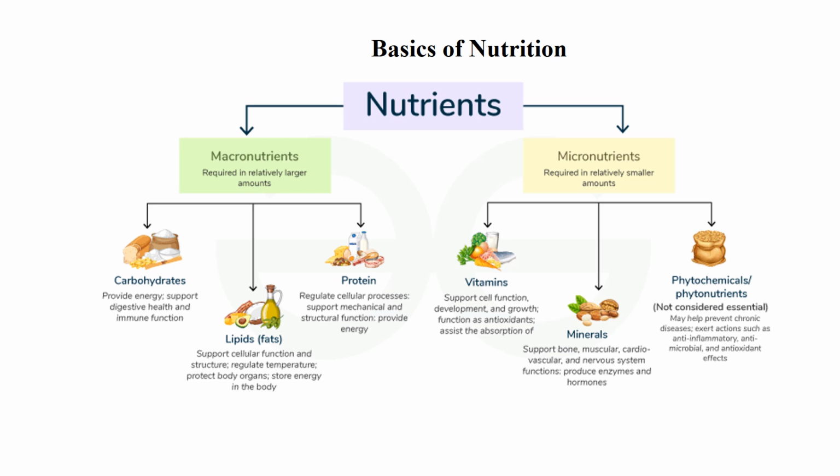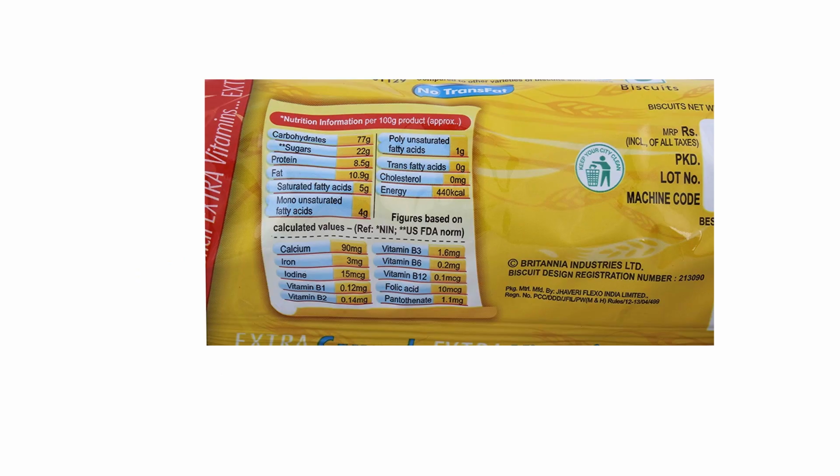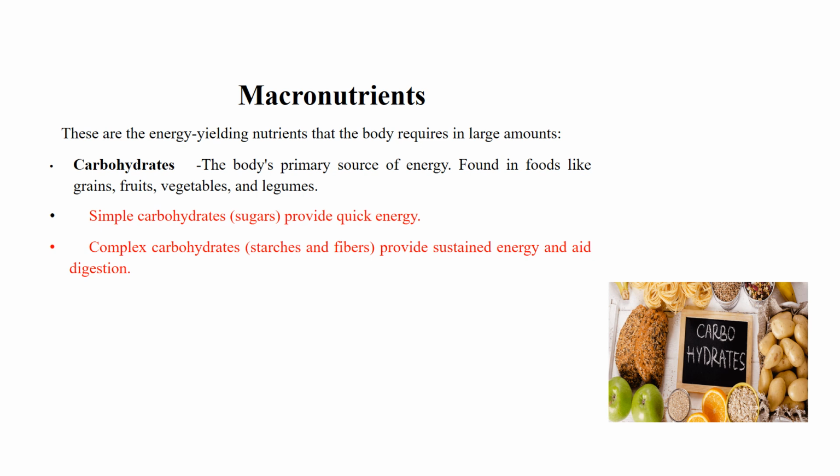So let's discuss one by one. If you see any kind of food product, there is nutrition information on the wrap: carbohydrate, sugar, protein, fat, and saturated fatty acids, monounsaturated, and the calculated values. It has been listed. So first, macronutrients. These are the energy yielding nutrients which the body requires in larger amounts, that is grams.